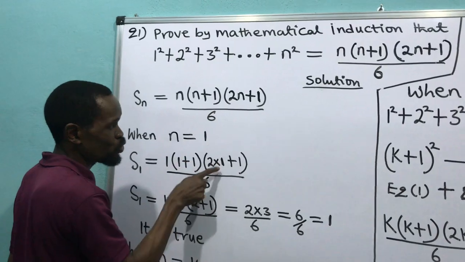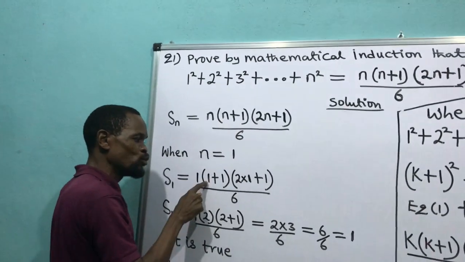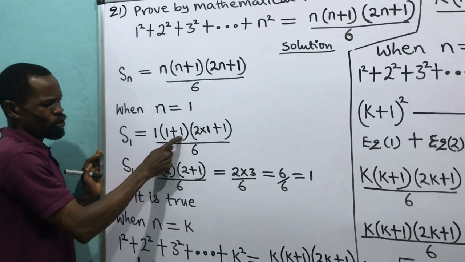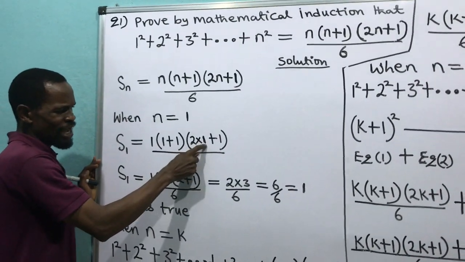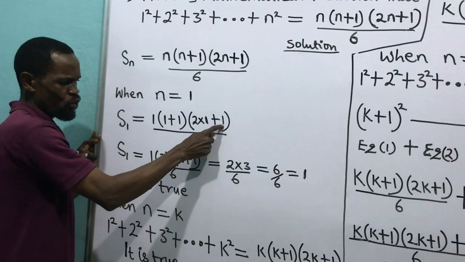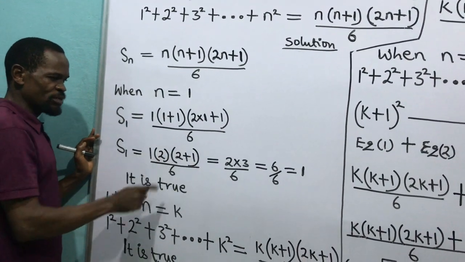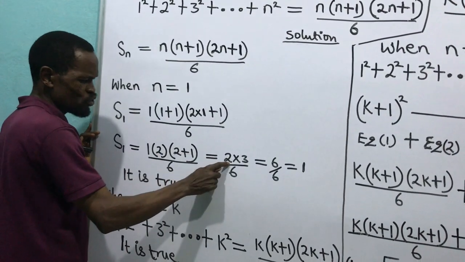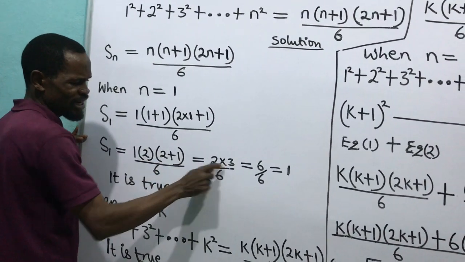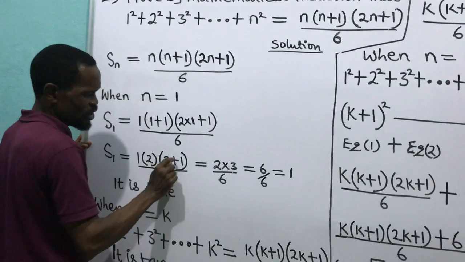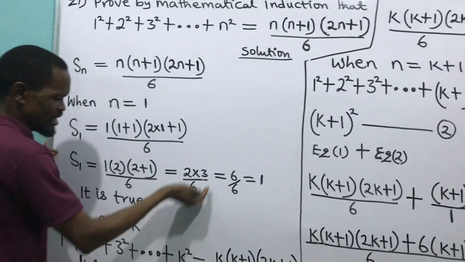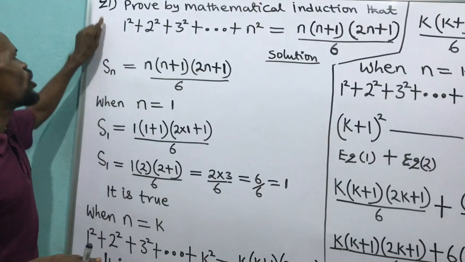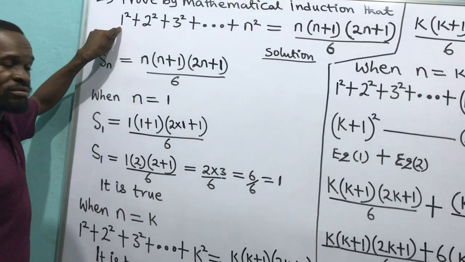And what does it mean? 1 plus 1 will give me 2. And 2 times 1 will give me 2. Then I open this bracket: 2 times 1 is 2, and 2 plus 1 will give me 3. This 2 times 3 gives me 6. 6 over 6, 6 divided by 6 will give me 1. And what's the sum? Now look at it, 1.